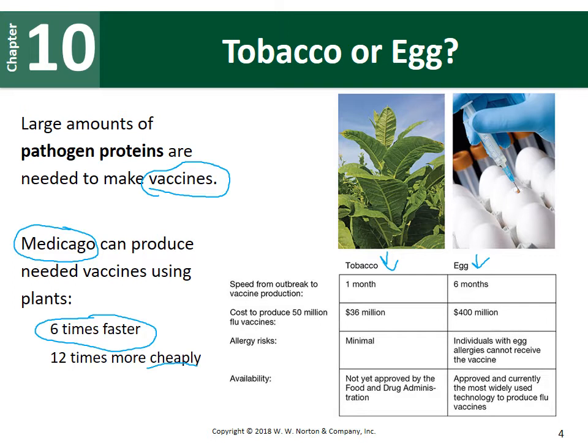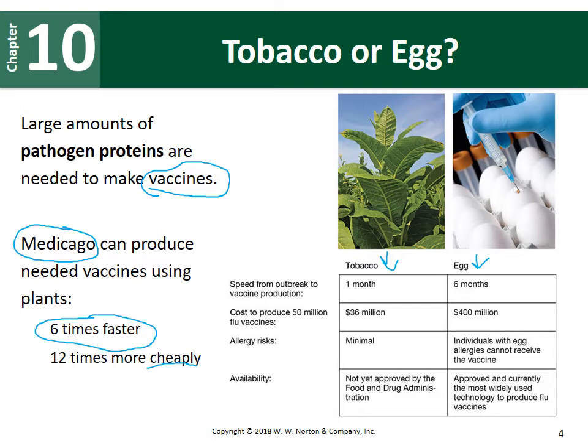Another big thing with vaccines is that some people are allergic to eggs, and if you're allergic to eggs, you cannot receive vaccines. So this would cut down on any allergy risks because tobacco plants have a minimal allergy risk, whereas individuals that have egg allergies can't get the current vaccines. And then availability: these tobacco-grown pathogen proteins are not yet approved by the FDA, whereas the ones in eggs have been approved. So that is one thing that is stopping us from producing vaccines using these tobacco plants.